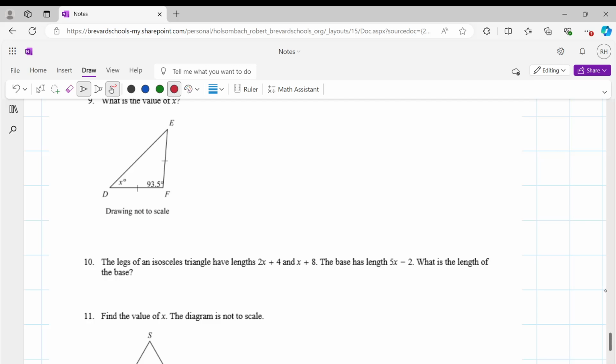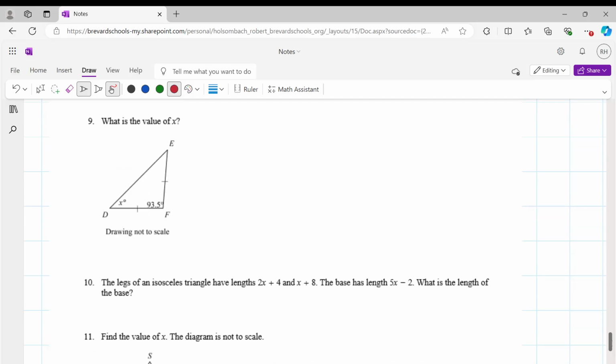Same concept in problem number 9. If two sides of a triangle are congruent, then the angles opposite those sides are congruent. So angle E up here is equal to x. So we got a 2x plus 93.5, that's equal to 180.